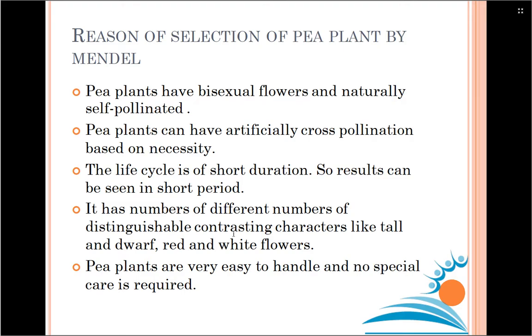And the last reason is that this plant is very easy to handle. It means we don't have to provide any special care. So that is why Mendel selected the pea plant for his experiment.